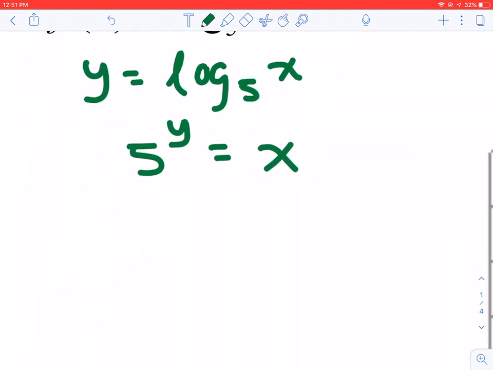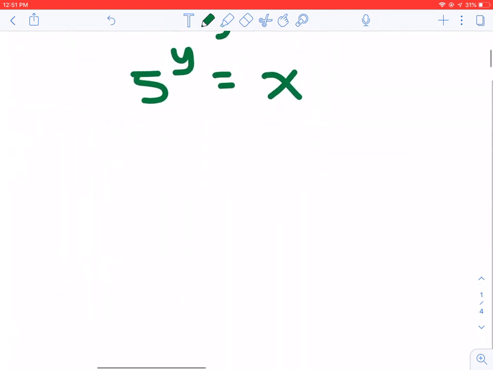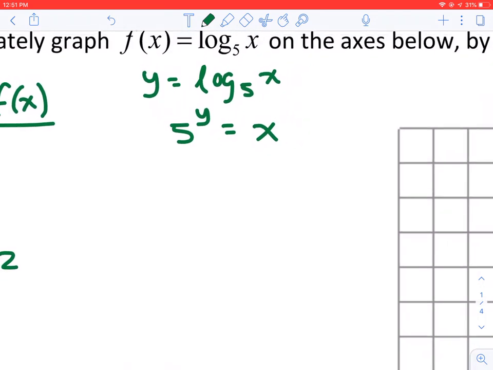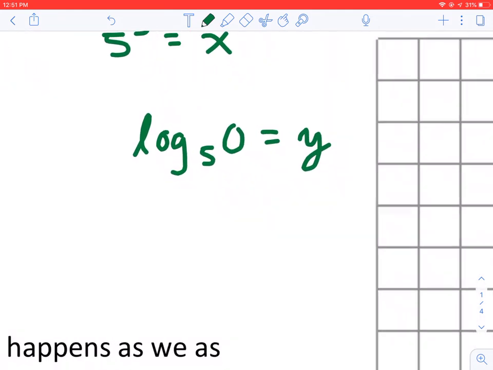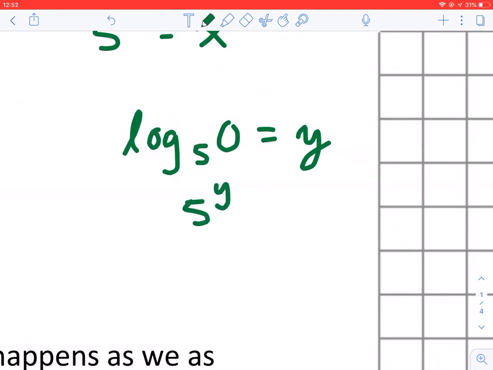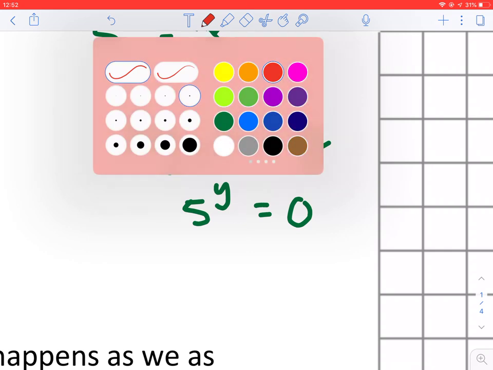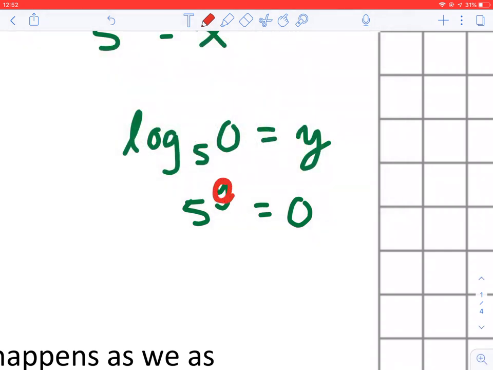So I know, for example, when y is 2, my x value is 25. You don't want to just plug in random values for x. Normally we might try to plug in a 0 for x first. But plugging in a 0, we get log base 5 of 0 equals y. In exponential form, we get 5 to the y power equals 0. So 5 to what power equals 0? You can't do that, because raising a positive number to any exponent is not going to give you 0. Raising it to the 0 power does not give you 0; that gives you 1.